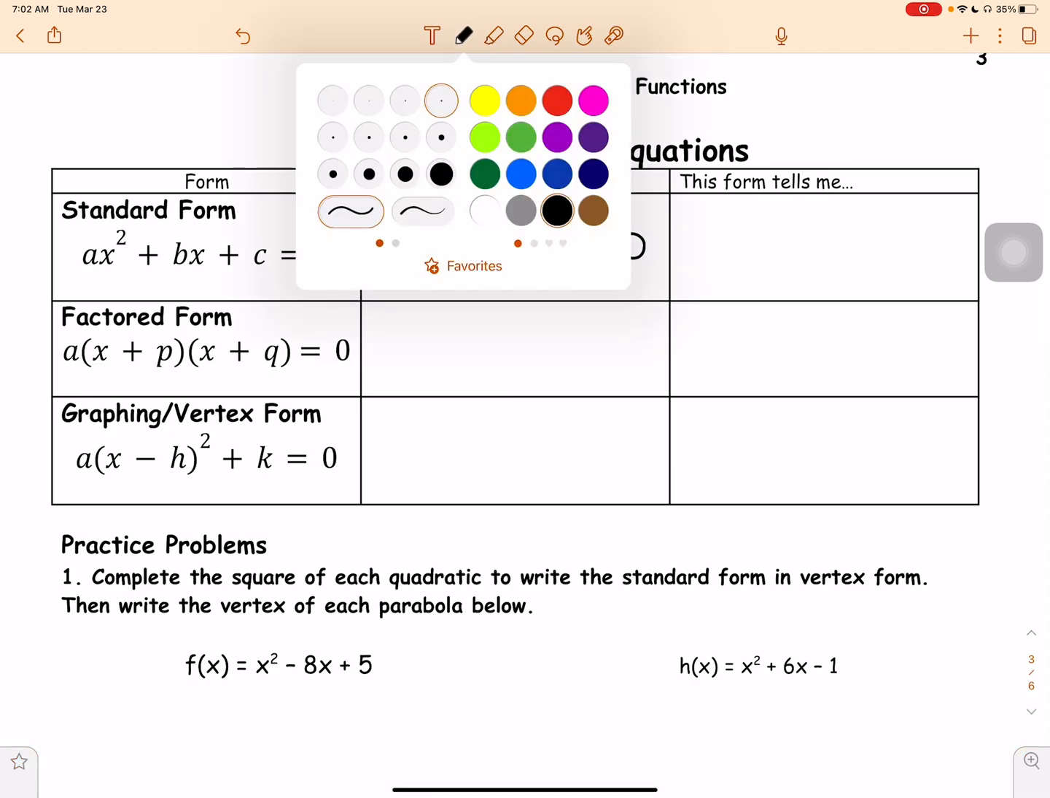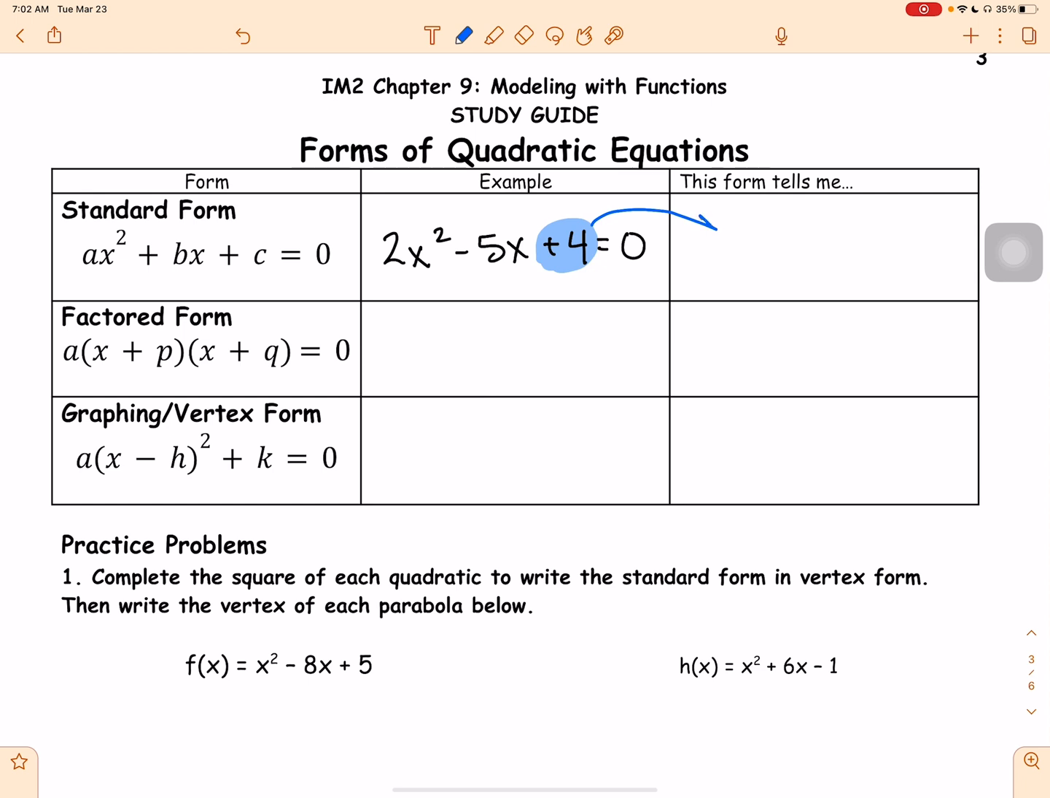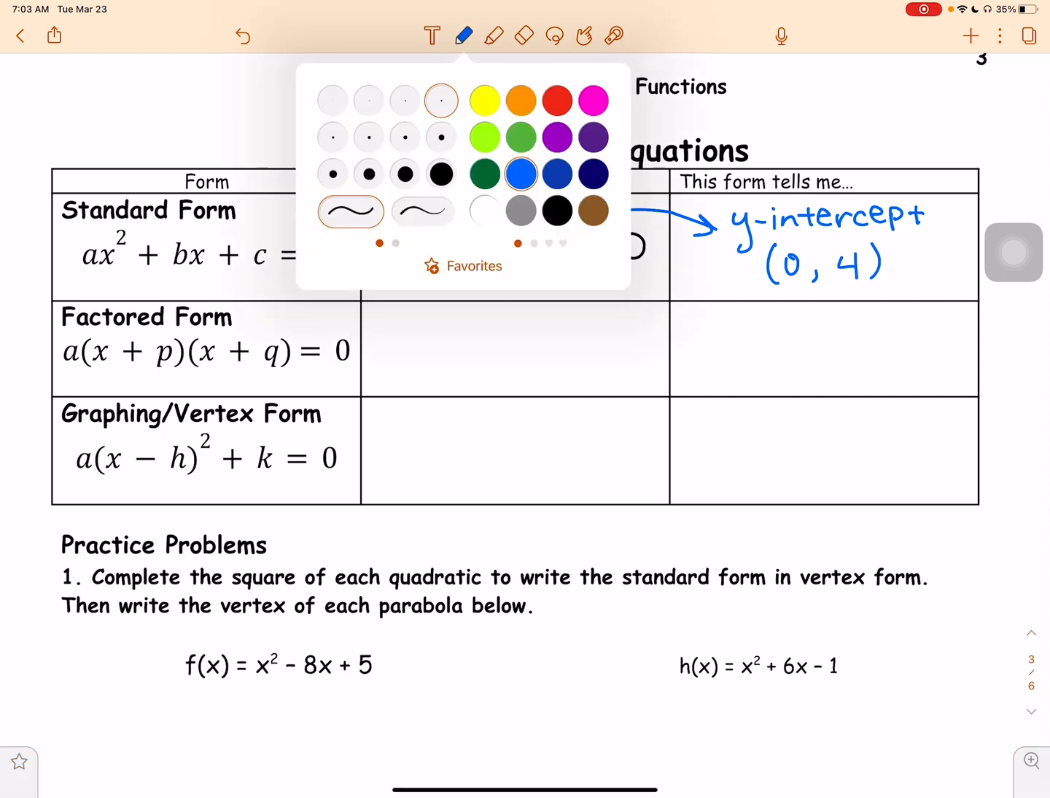Okay, and this is part of the Khan Academy as well, what the Khan Academy will be asking you to do. So it'll say like, okay, what does this form tell you? This one easily tells us the y-intercept whenever it's written in standard form. So this y-intercept here is (0, 4).